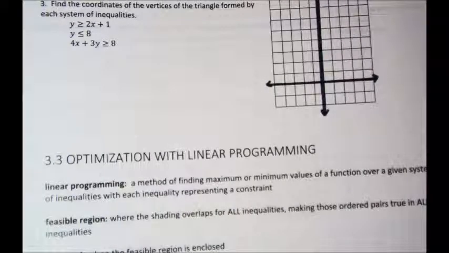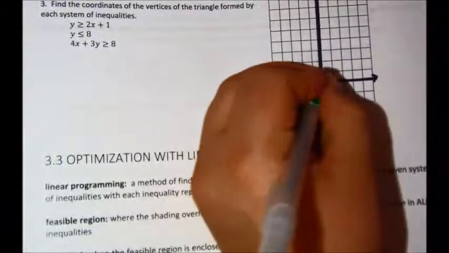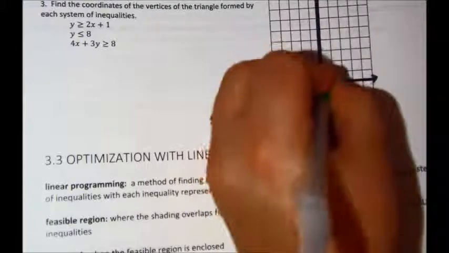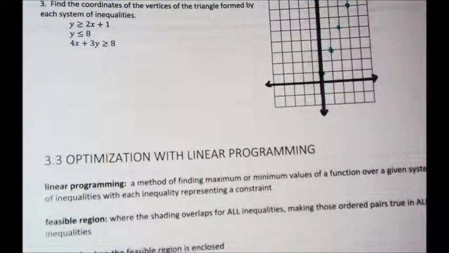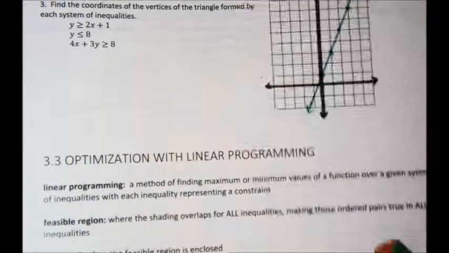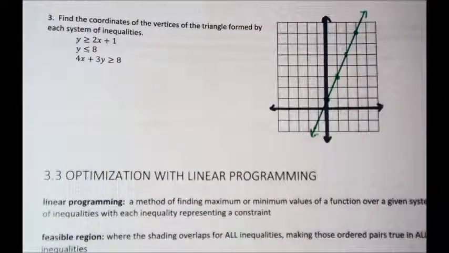Problem number 3. The first inequality has a y-intercept of 1 and a slope of 2. So we go up 2, right 1. We know that it's a solid line because it's equal to. Y is greater than, so I'm going to shade up.